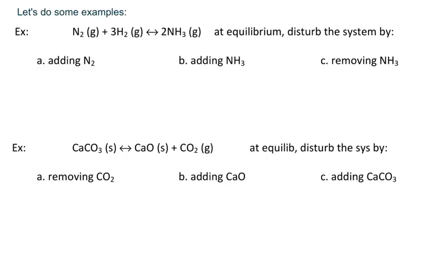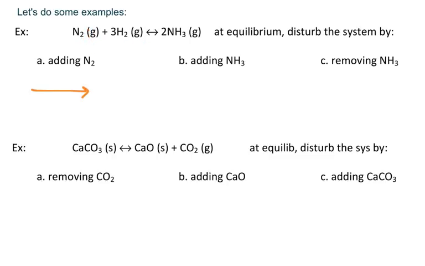So, looking at this example, we have this reaction. We are going to add N2. So we're adding something on the reactant side. So now there's more of this. So it's going to shift away from it to compensate. So we're going to shift to the right. And you can just use an arrow if you want. Okay? Let me erase that.